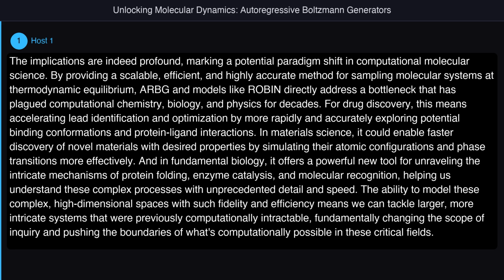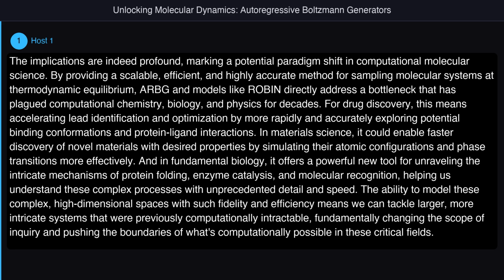The implications are indeed profound, marking a potential paradigm shift in computational molecular science. By providing a scalable, efficient, and highly accurate method for sampling molecular systems at thermodynamic equilibrium, ARBG and models like Robin directly address a bottleneck that has plagued computational chemistry, biology, and physics for decades.